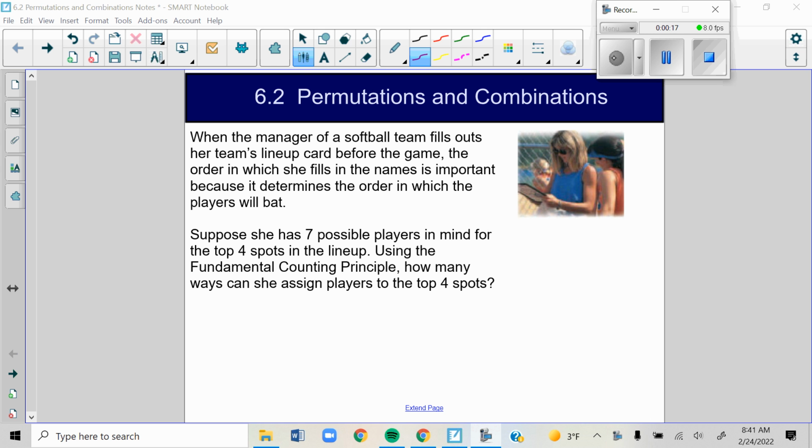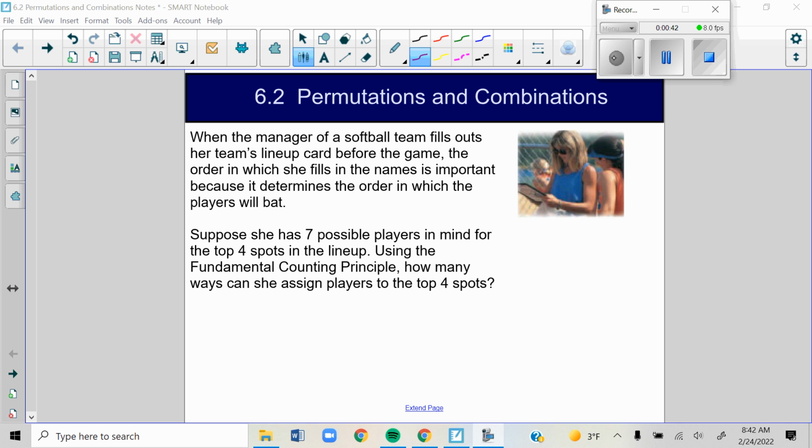All right, so when the manager of a softball team fills out her team lineup card before the game, the order in which she fills out the names is important because it determines which order the players will bat. Suppose that she has 7 possible players in mind for the top 4 spots in the lineup. Using the fundamental counting principle that we learned in 6-1, how many ways can she assign players to the top 4 spots?